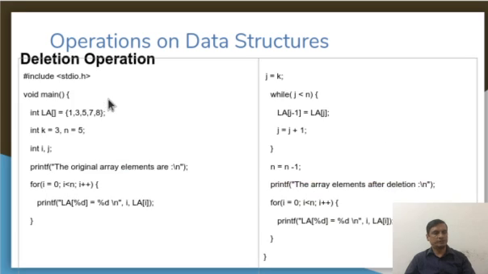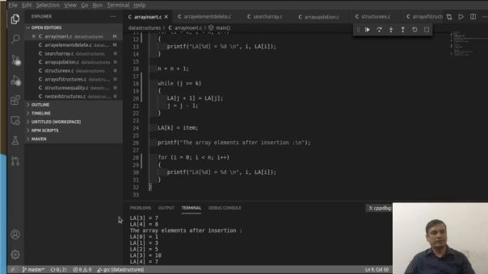Followed by this, there is a simple program that illustrates the same linear array with the same values as 1, 3, 5, 7, 8. At the third position I want to delete the element. So the 5 is going to be deleted, and first I will print the original array, then I will displace the elements, and then print the elements after the deletion. We will illustrate it through a simple C program.